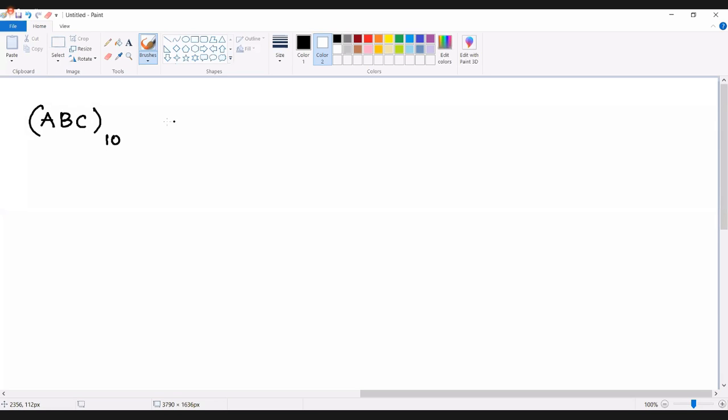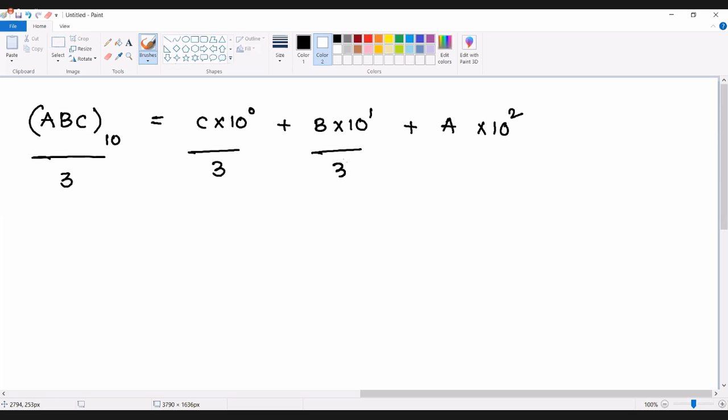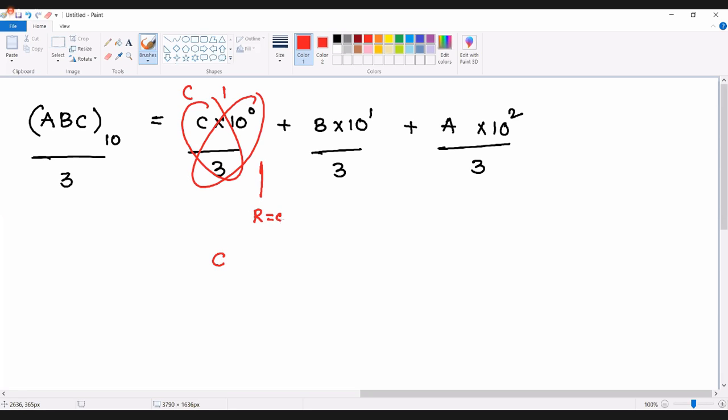ABC base 10. If you expand this, this is going to be C into 10 raised to the power of 0, plus B into 10 raised to the power of 1, plus A into 10 raised to the power of 2. This is the expansion. If you divide this number by 3, what happens? You can individually divide these terms. 10 power 0 is nothing but 1. 1 by 3, what is the remainder? 1. C by 3, what is the remainder? C into 1, C by 3 is going to be left with the remainder C only.